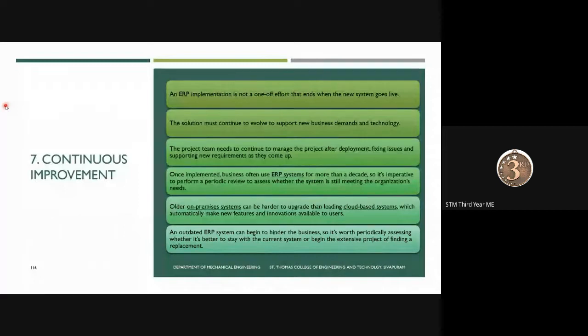So if such a method is there, we have to also employ or implement it in our ERP system. If you implement it, then you can get an optimized system and incur more profits. So we are improving that system, right? We are upgrading it, upgrading it, upgrading it. So that is a continuous improvement process.